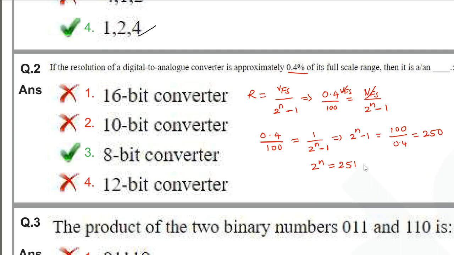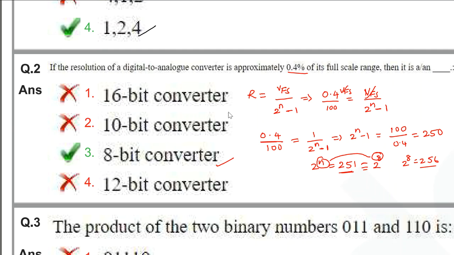So 251 can be approximately written in the form of a power of 2. It's nothing but 2 power 8, and 2 power 8 is nothing but 256. So this is the range which is possible with n equal to 8 here. So the answer is it's an 8-bit converter.